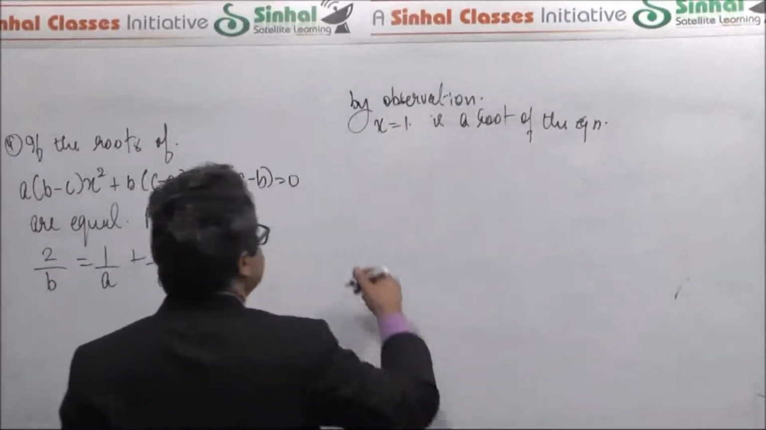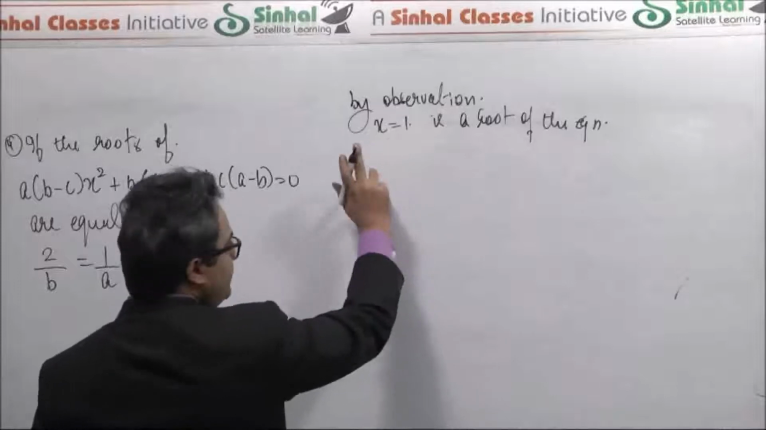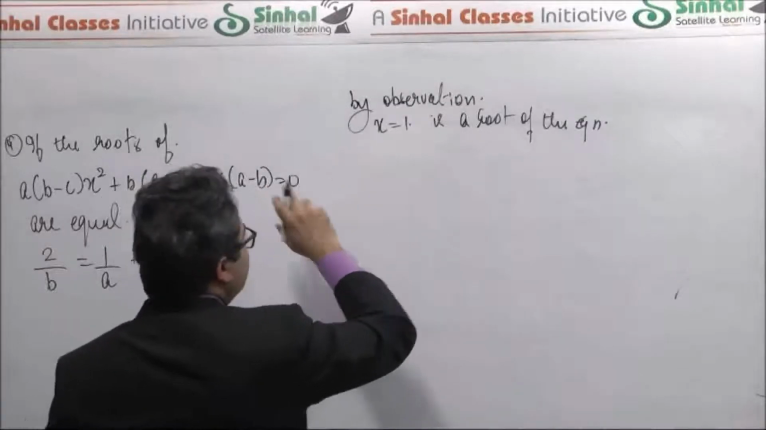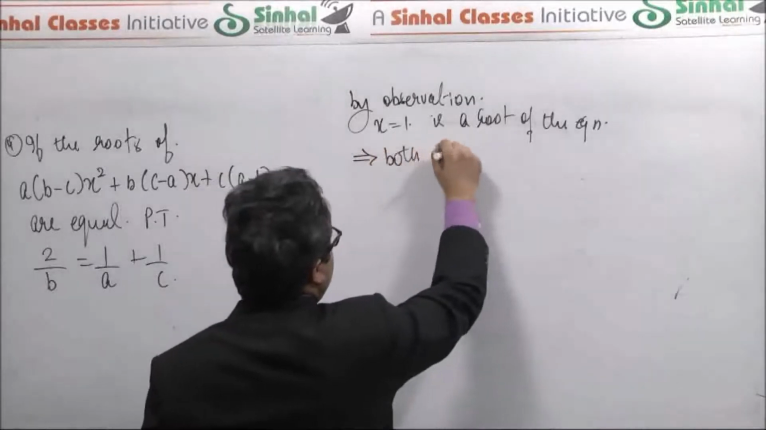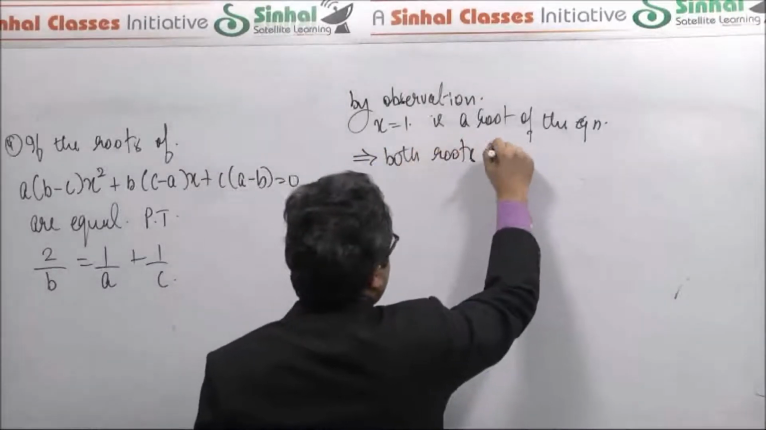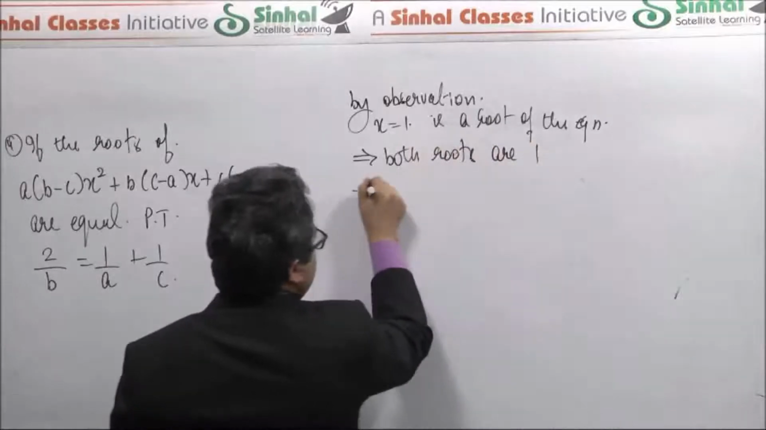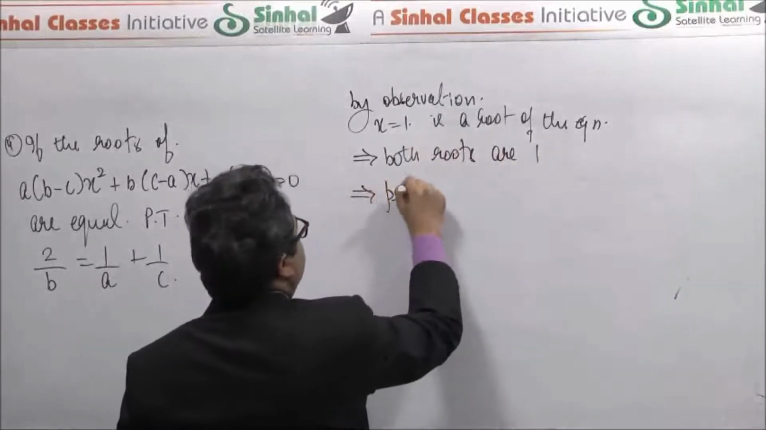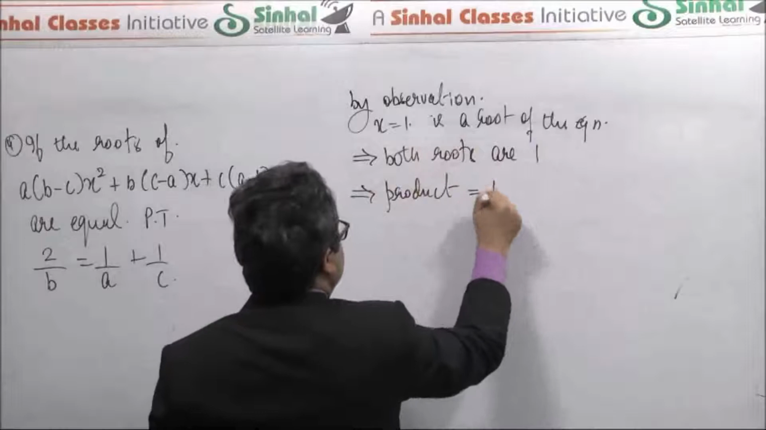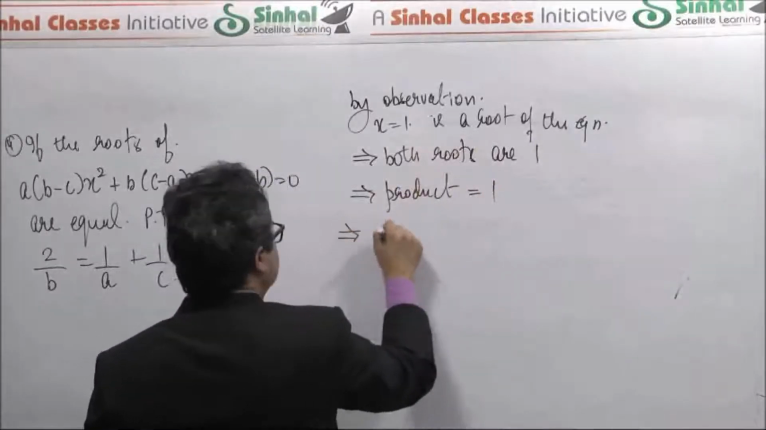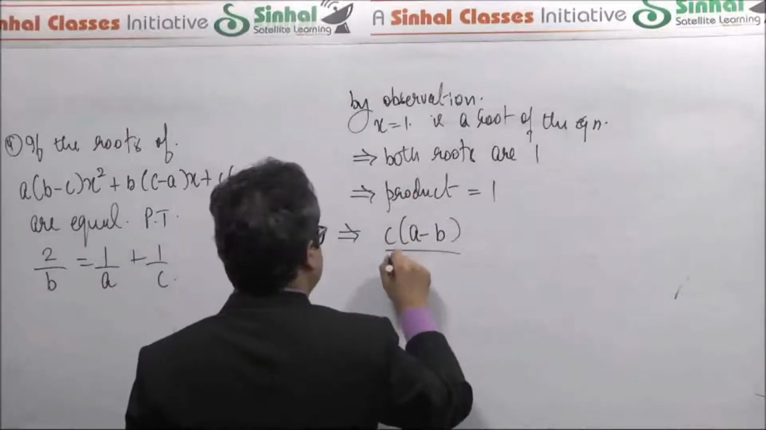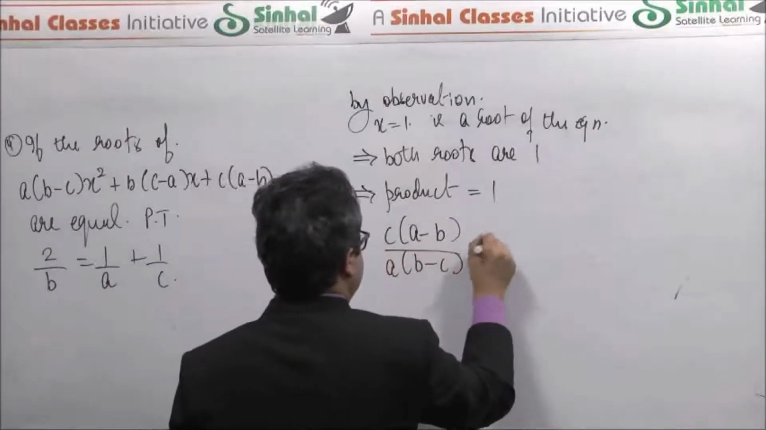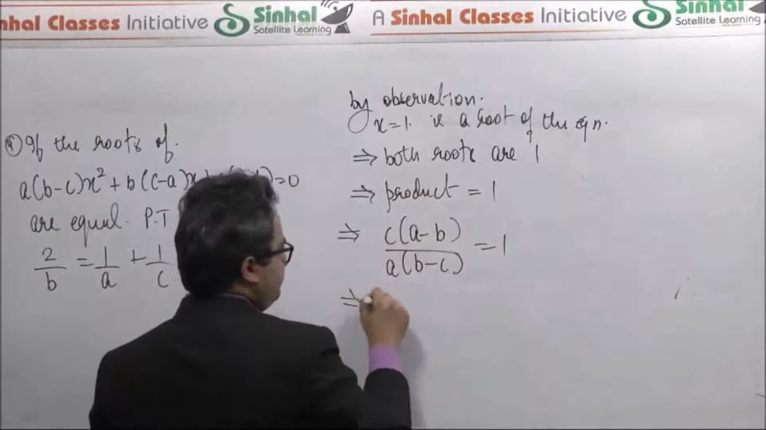But since x equal to 1 is a root of the equation, so 1 is definitely a root of the equation, and you've been given that the roots are equal. So that would have to mean that both roots are 1. That would have to mean that product of the roots is also 1. But product of the roots happens to be the constant term by coefficient of x squared. So just rearrange terms over here.